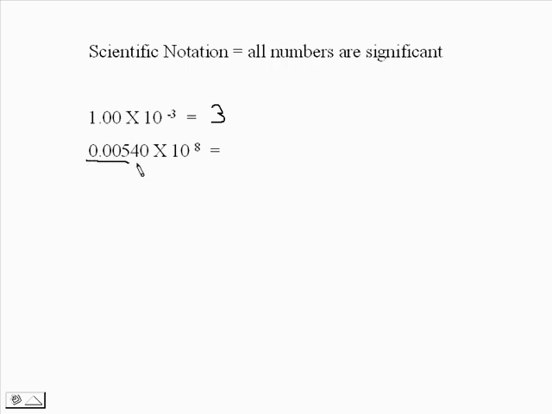Now this number is not written correctly using the scientific notation rules. However, that's how the number was presented to you. They are all considered significant. So this would have 1, 2, 3, 4, 5, 6 sig figs, just because it's scientific notation.